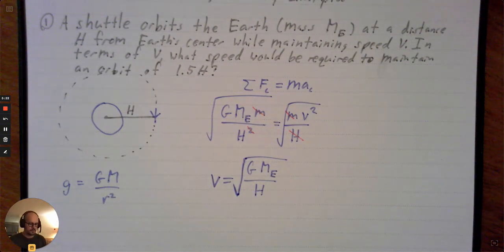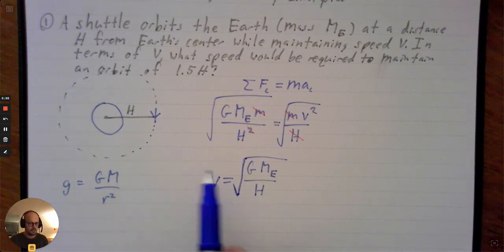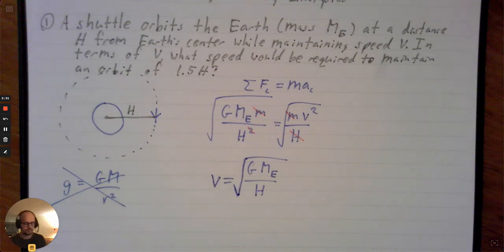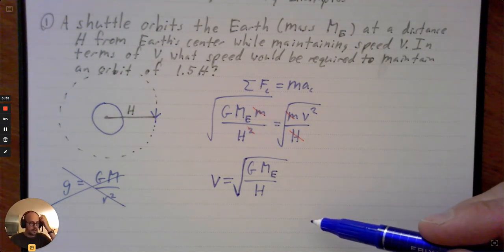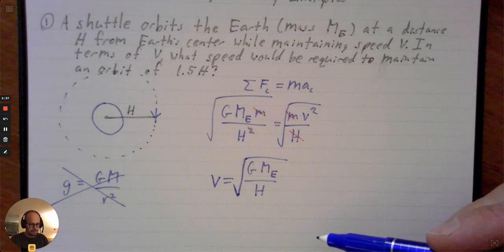So don't confuse these two as the same equation. This one is the surface gravity of a planet. This one is the speed of orbit. So we'll just get rid of that one. Okay, so this is the equation that I'm working with, and it represents the first sentence in the problem.